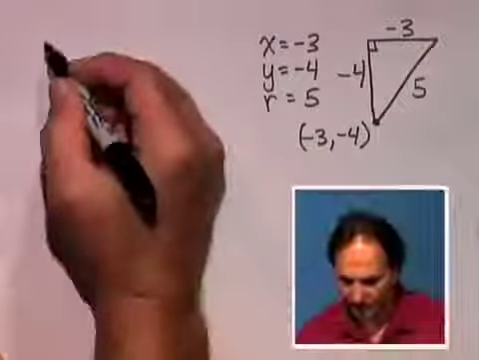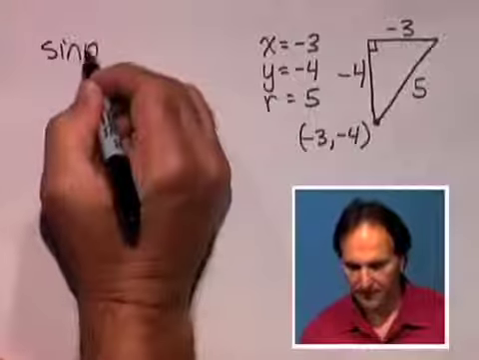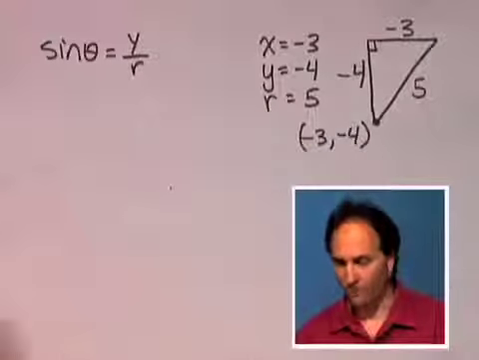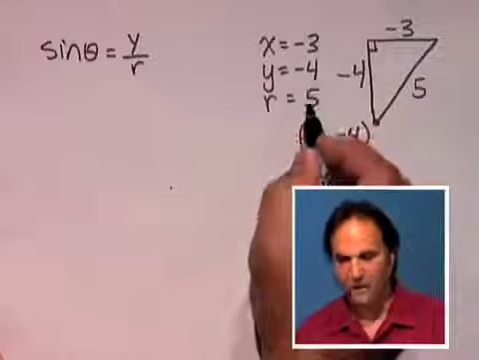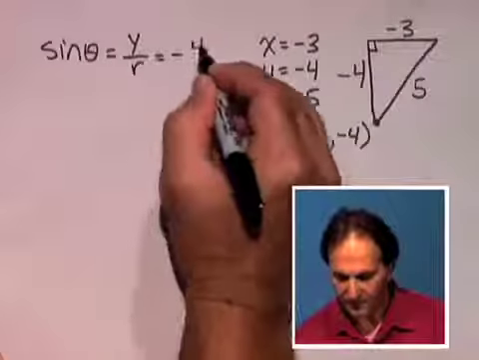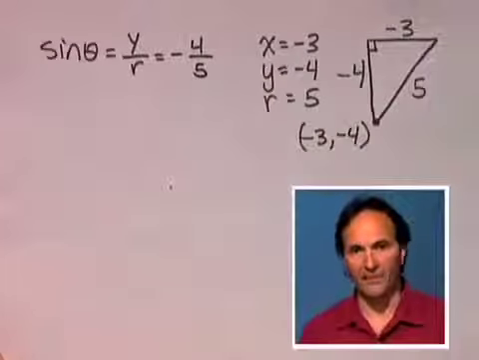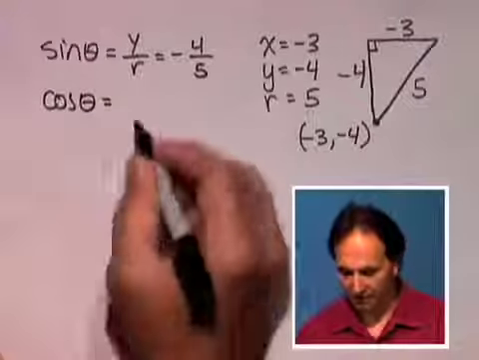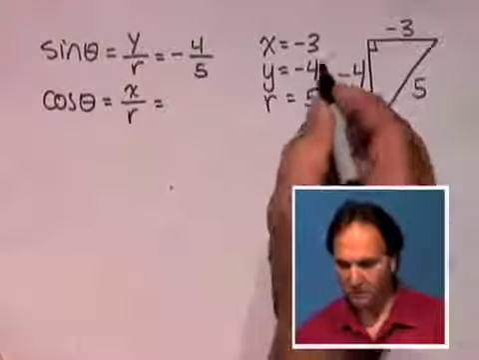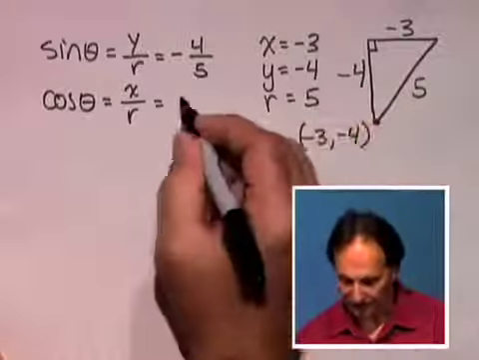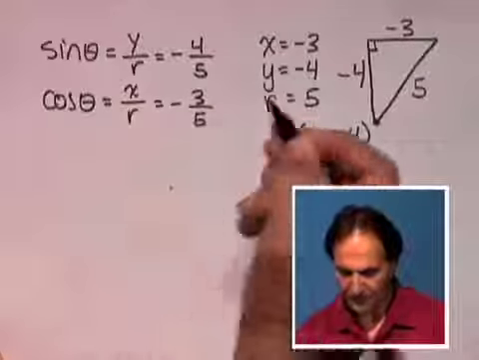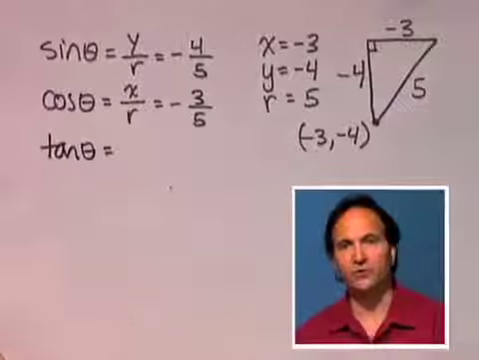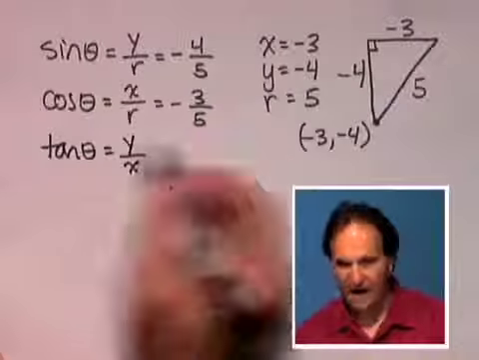So now we find sine theta. Sine theta is equal to y over r. So y is -4, r is 5, so it's -4/5. Cosine theta is equal to x divided by r. So that would be -3 over 5, -3/5. Tan theta is equal to y over x.